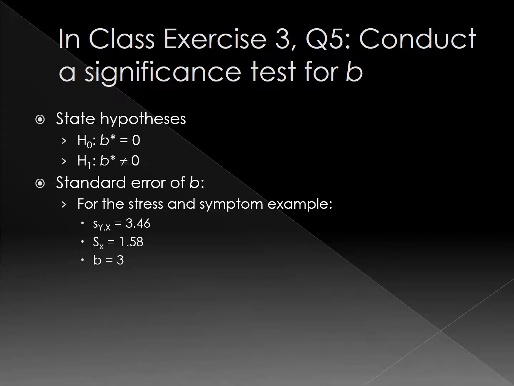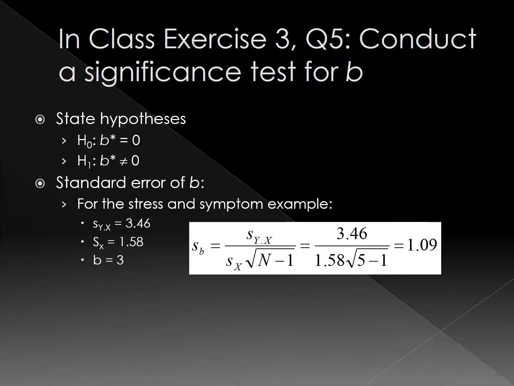The standard error of B is 3.46 and the standard deviation for X is 1.58. B weight is 3. Standard error of B is 3.46 divided by 1.58, multiplied by the square root of n minus 1. It is 1.09.